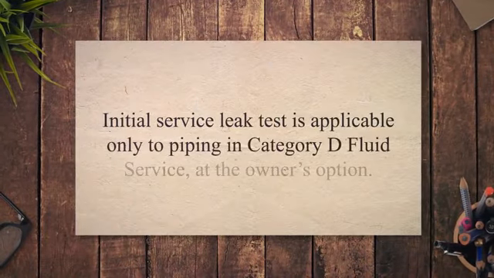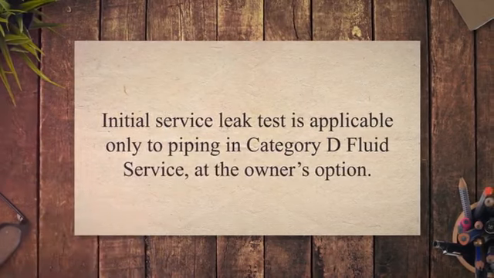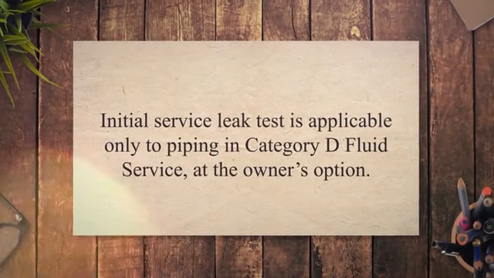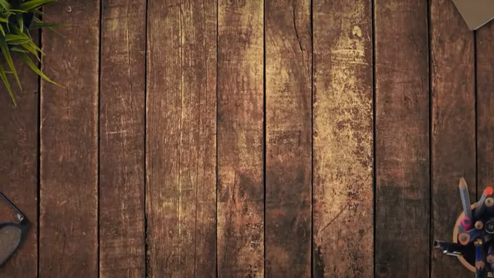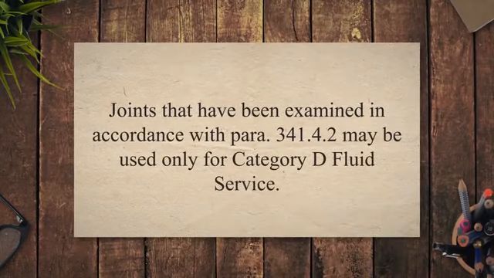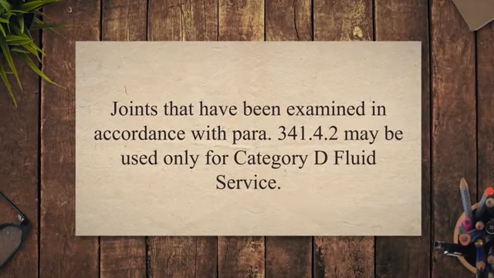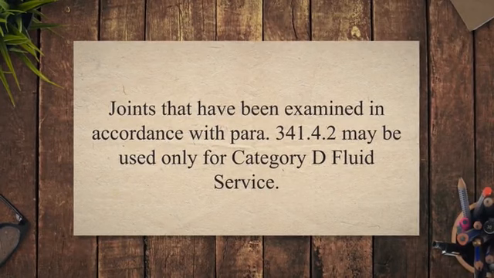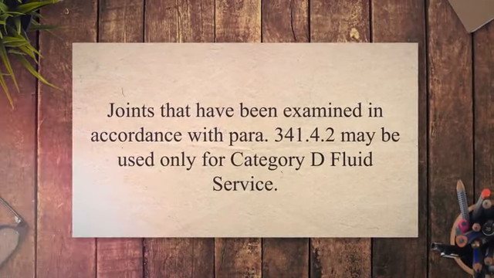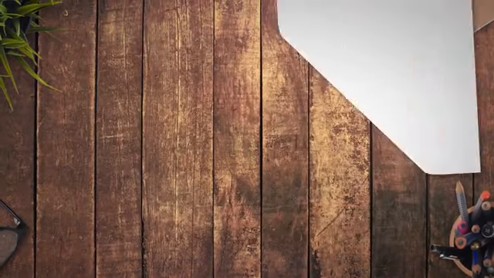Initial service leak test is applicable only to piping in Category D fluid service, at the owner's option. Joints that have been examined in accordance with Para. 341.4.2 may be used only for Category D fluid service.